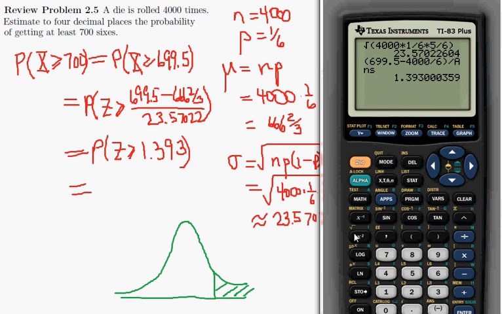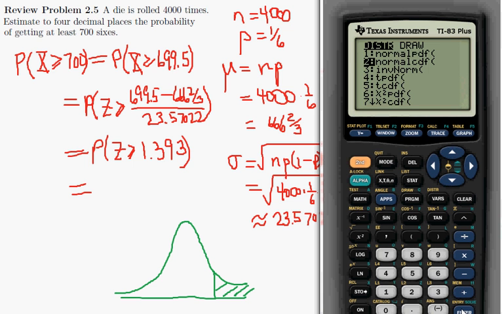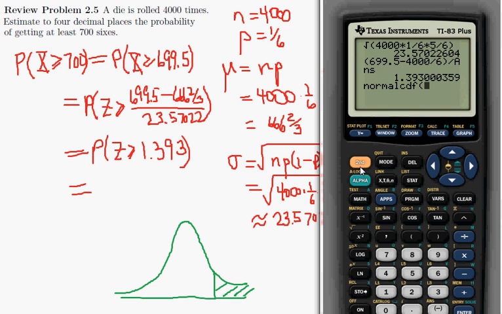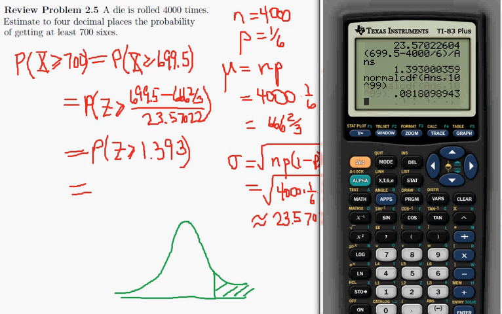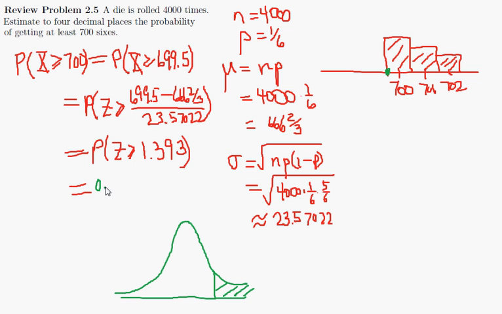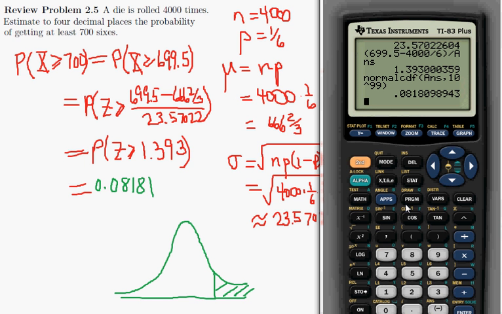Using a TI calculator, we would do second distribution, go to normal CDF, and I want the area between that number and plus infinity, and I will use 10 to the 99 for plus infinity. So that is the answer, and I get the area under the curve to be equal to 0.08181. I believe that's right. Let me pull the calculator back up to make sure. And that is the answer to 5 decimal places. So that is the calculation.